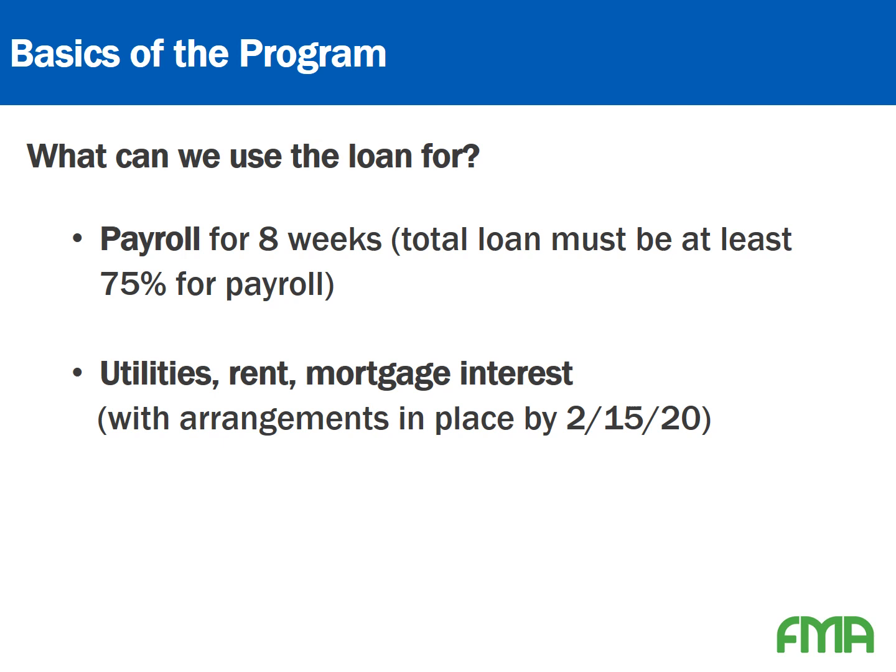The next question is, what can a nonprofit use the loan for? The loan can be used for payroll for 8 weeks, 2 months, to get through this period of time, with at least 75% of the loan going to payroll. It can also be used for some other important expenses for nonprofits, like utilities, rent, and mortgage interest. These are the expenses that qualify.